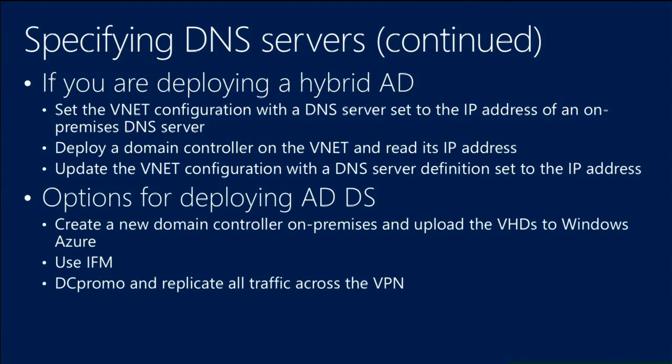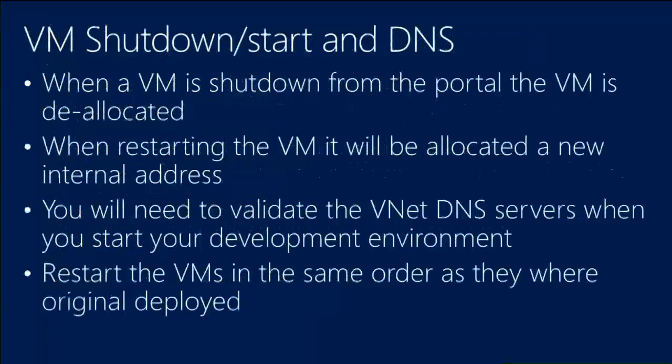How do you deploy ADDS? Well, any way you like, basically. You could create a new domain controller on premises and then upload the VHDs. You could use install from media, so you could create an IFM seed and do that. You could do a DC promo and replicate all your traffic across the VPN if you wanted to. With a small AD, you could do that. If it's a huge AD, perhaps not the best thing to do. But the first two options are pretty much the same in terms of performance.